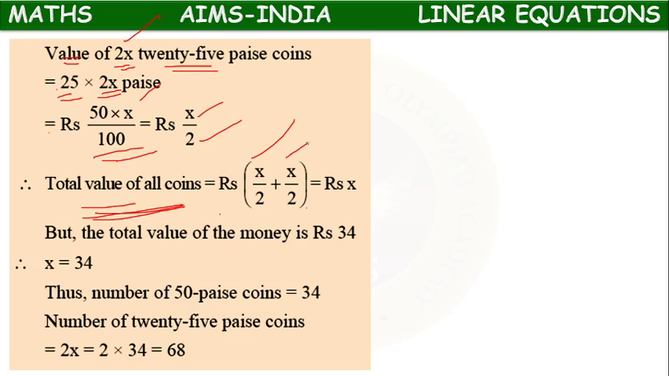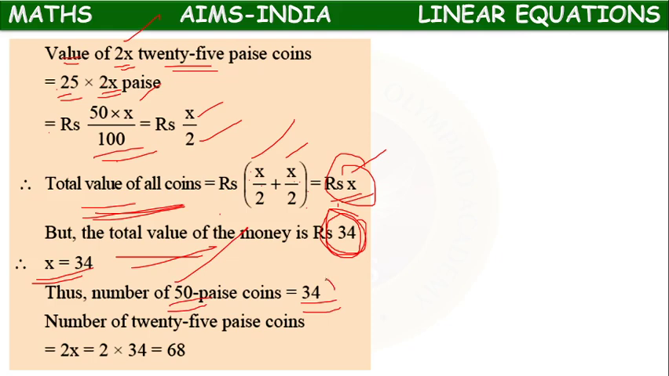Let's add both. X by 2 plus x by 2 means half plus half equals 1, so x by 2 plus x by 2 equals x. But the total value equals 34. Total value equals 34, but according to us it is x. Means both are equal. X equals 34. So the number of 50 paise coins, which we assumed as x, is 34.